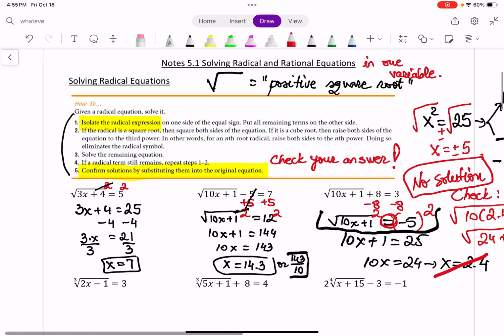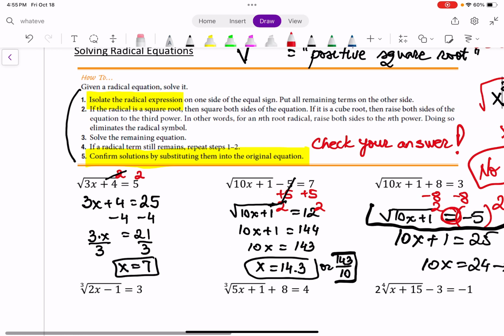Now, if you check all the others, here I didn't really, but is the square root of 3 times 7, which is 21, plus 4 equal to 5? Yes, the square root of 25 is 5. If you plug in 14.3, is the square root of 10 times 14.3, which is 143, plus 1, minus 5 equal to 7? When you check this, 144, the square root is 12. The square root of 144 is 12, minus 5 is 7. So I'm making a mess.